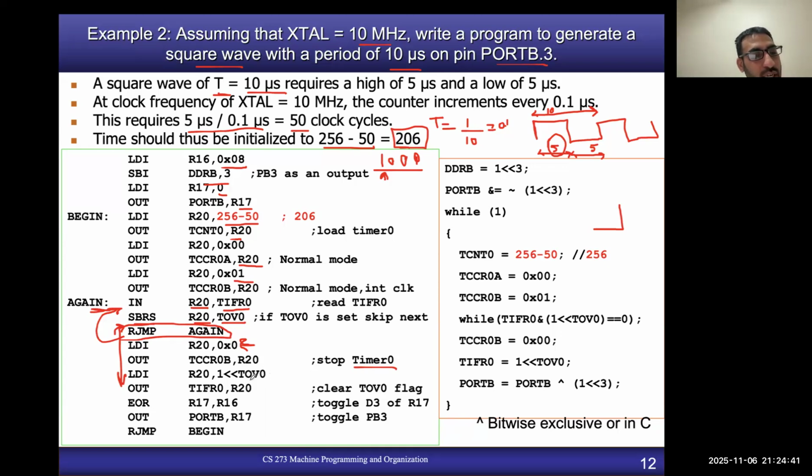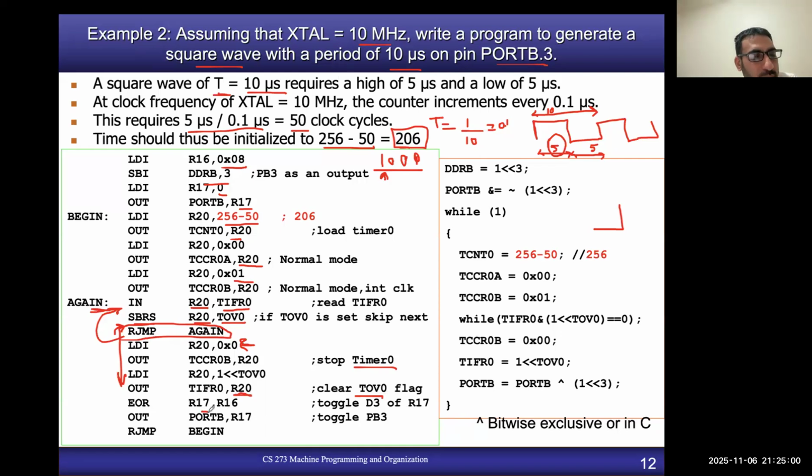So for that, we are saying, okay, shift 1 to the left for 0 times, and put the value in the R20, and then write R20 in the TIFR0 register, right? So it will actually write 1 in the 0th bit of the TIFR0, which will clear the overflow flag. And then everything else is the same.